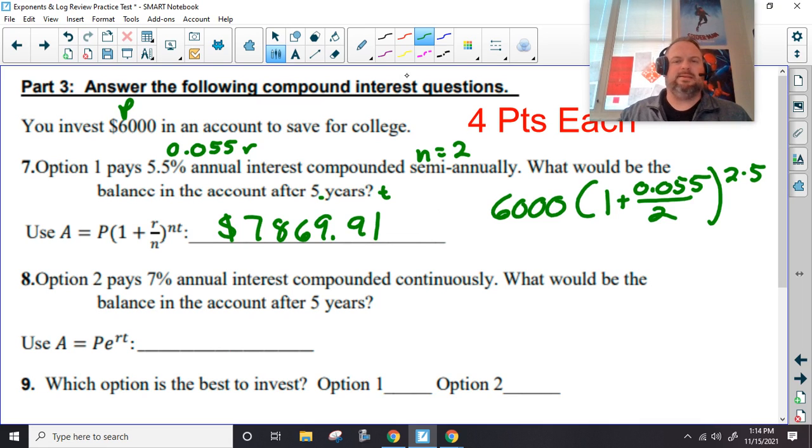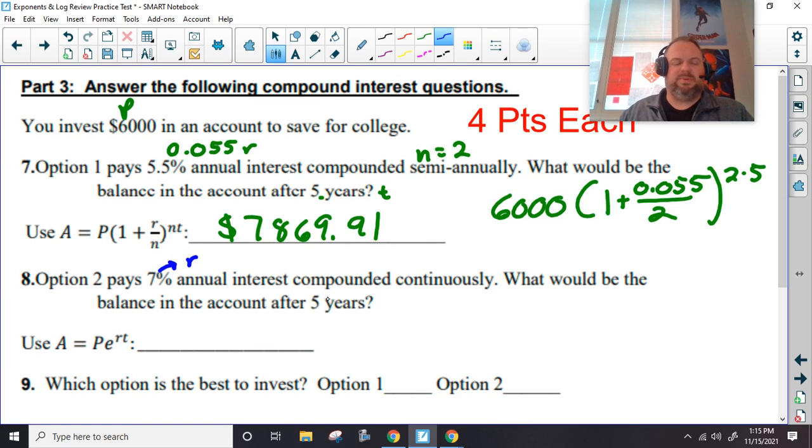Not too bad. Now, what changes from 7 to 8 is that our R changes. And then we have a different formula. So instead of making you try to remember the formula, I just gave it to you.